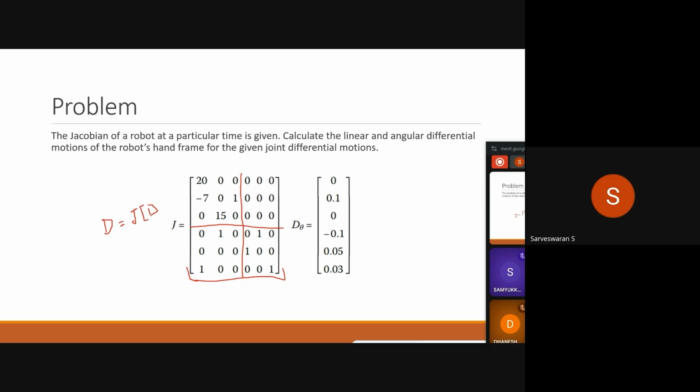Everything is matrix multiplication. So this is the relation we have. We are provided with the Jacobian and the joint velocities, and we have to find the end effector velocities. So can you solve it?